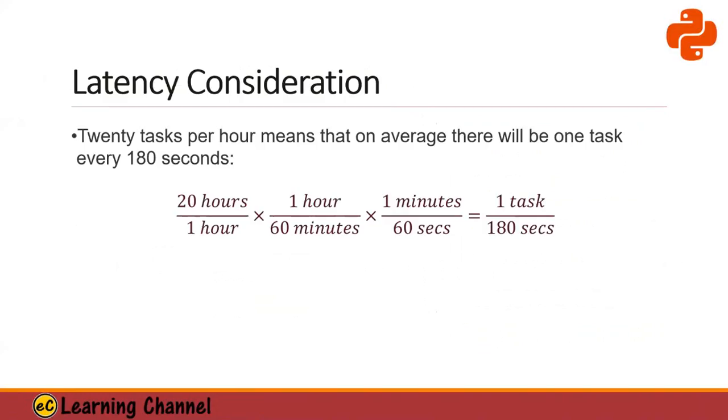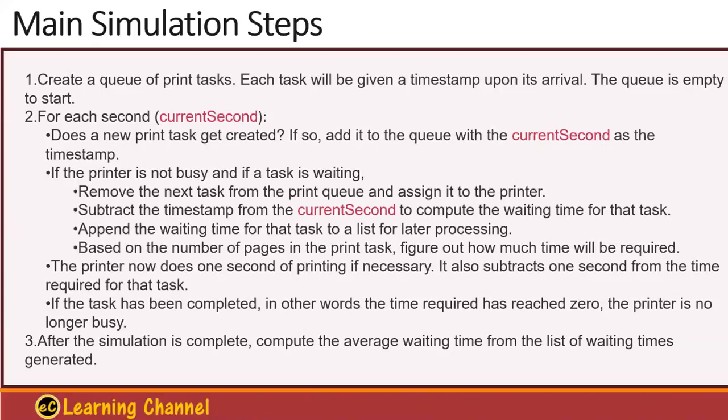We try to minimize the time for printing tasks. So 20 tasks per hour means that on average, there will be one task per 180 seconds. So that can be calculated. For the main simulation step, we create a queue called print queue. Each task will be given a timestamp on its arrival. When the task is assigned and put into the queue, we put in a timestamp, and when it gets out, we take another timestamp. Then we know how much time is spent, and at the end, we calculate on average how much time the jobs stay in the queue.